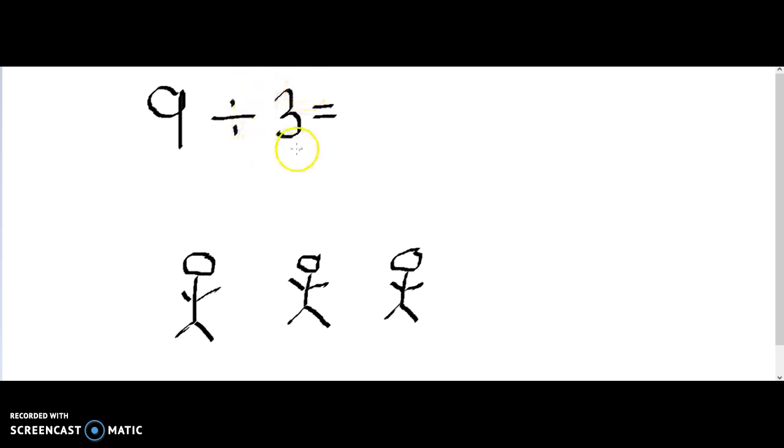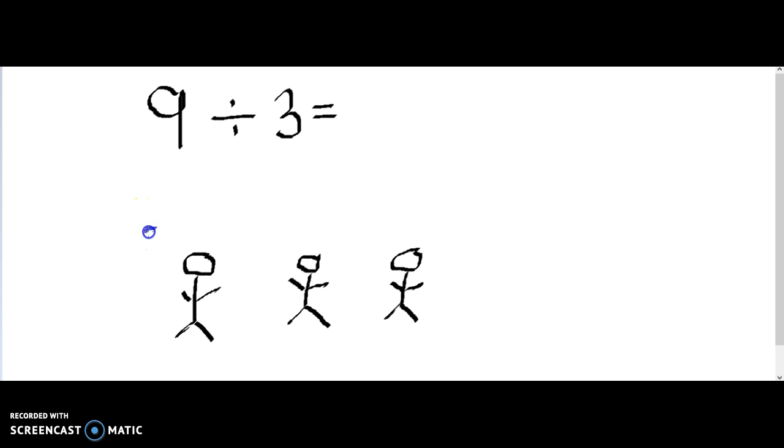So our divisor, 3, represents our 3 friends. And our dividend is 9, which means how many times can we give, let's say, a piece of candy to our 3 friends? So let's make our pieces of candy blue. So let's go until we have 9.